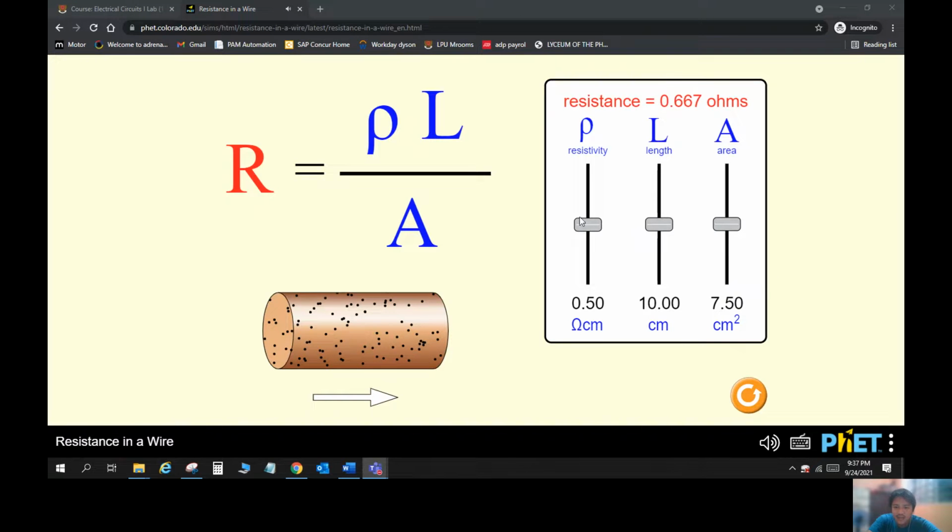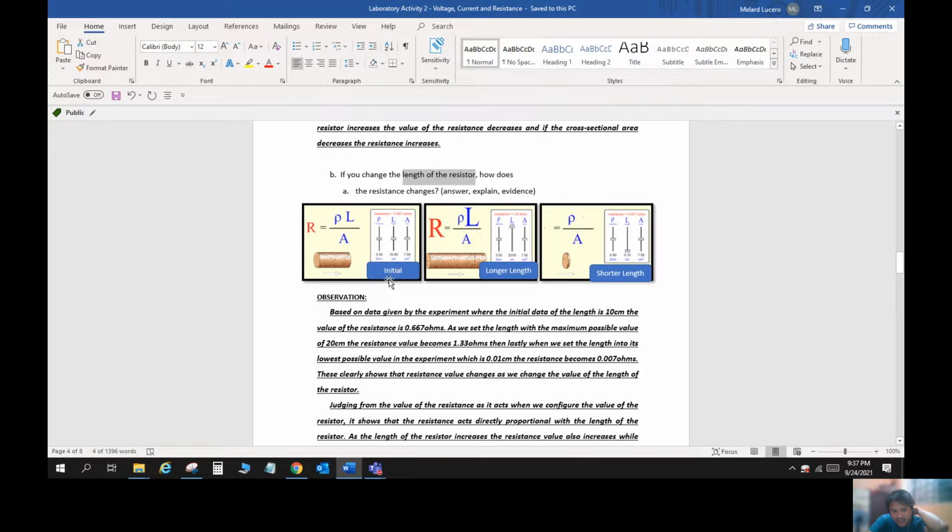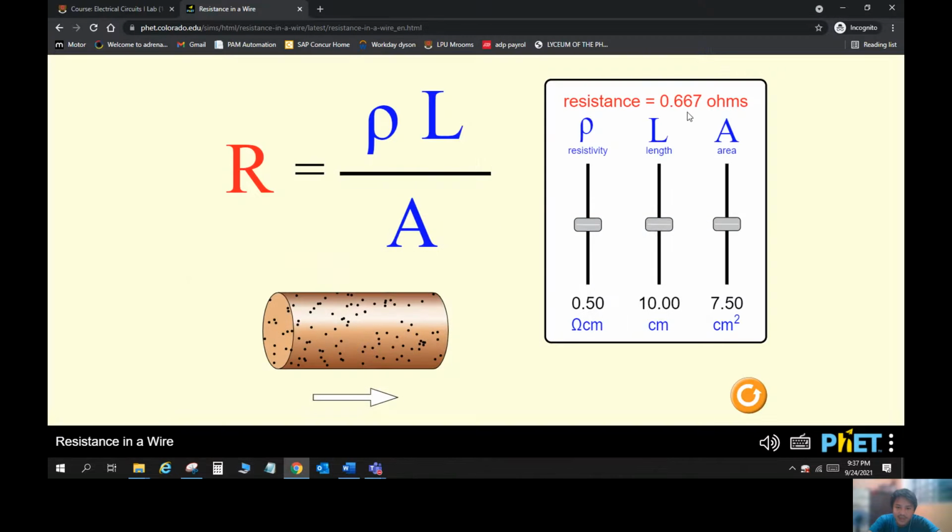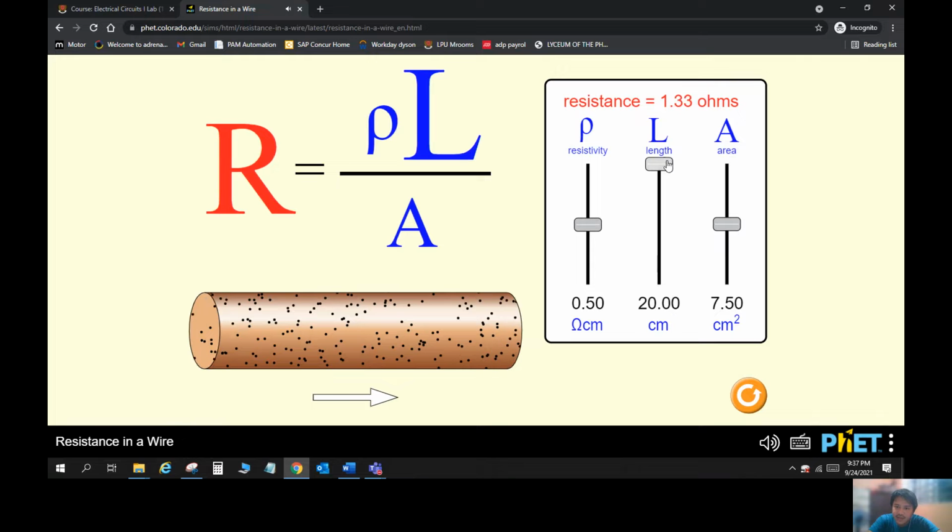Okay, so as we reset this, we will be having this initial set value again: 0.5 in the resistivity, 10 in the length, and 7.5 centimeters squared for the area. So basically we just input it here. This will be named as initial. Then we will configure the length. Okay, so you can see here that this changes.